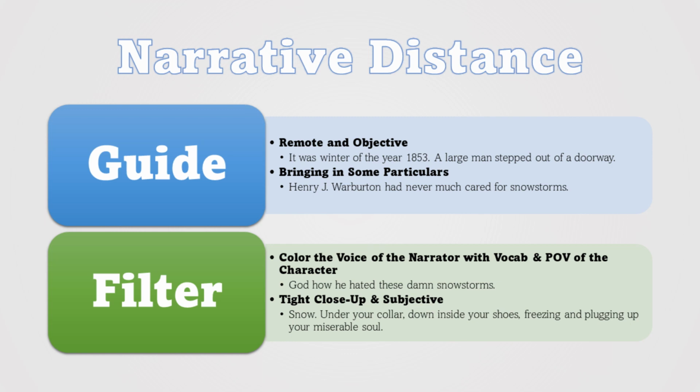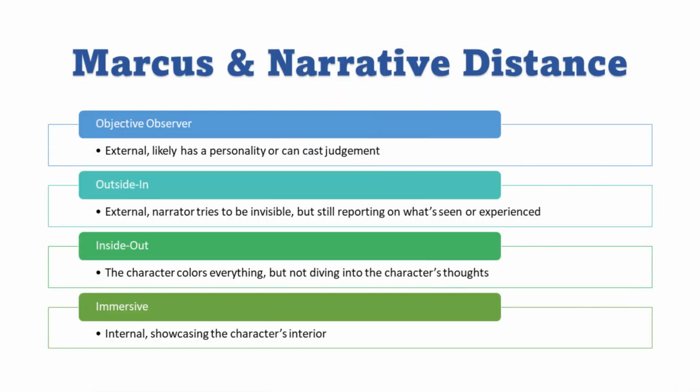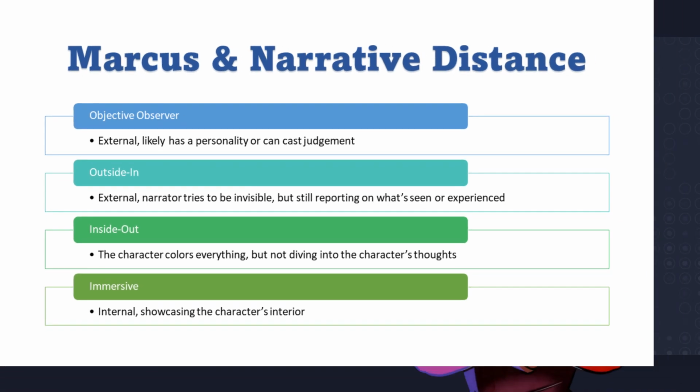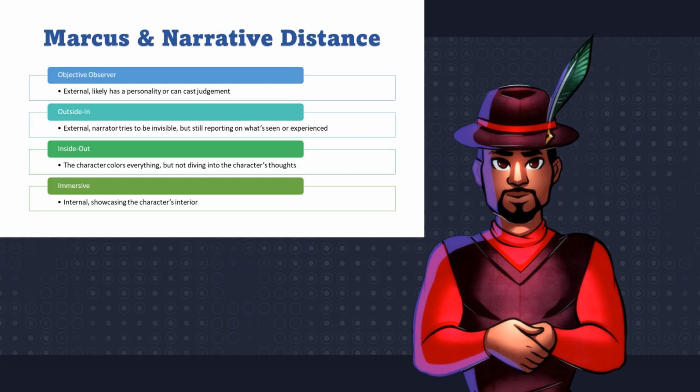I don't care for the number stuff Gardner used since I feel it's easy to confuse or get backwards. Here's how I made sense of it. There's objective observer, outside in, inside out, and immersive. Objective observer and outside in are guide narration, while inside out and immersive are filter narration.